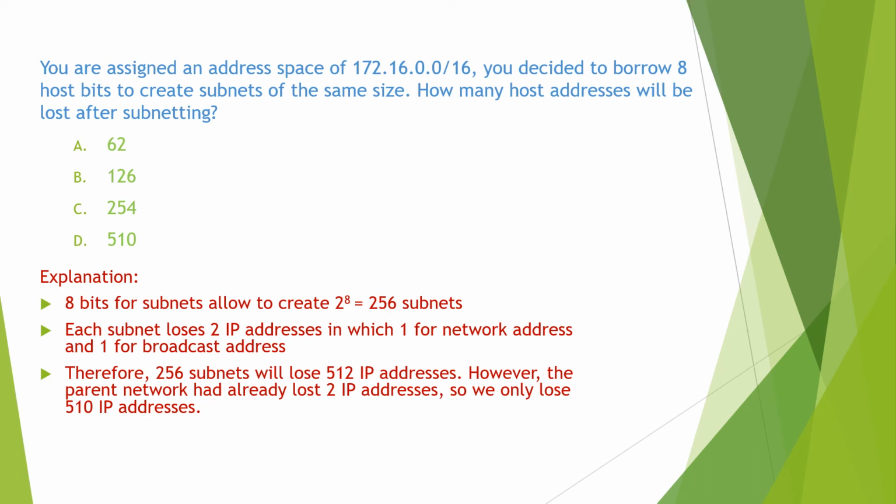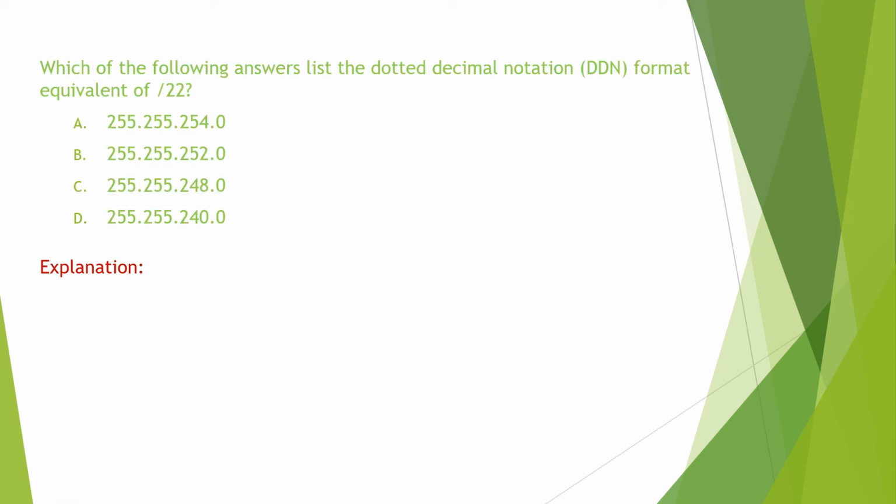512 IP addresses. However, the parent network, which is this network, has already lost 2 IP addresses, so we only lose 510 IP addresses after subnetting. Therefore, the answer for this question is D. You can find the detailed explanation for this question in the video, Private IP networks.